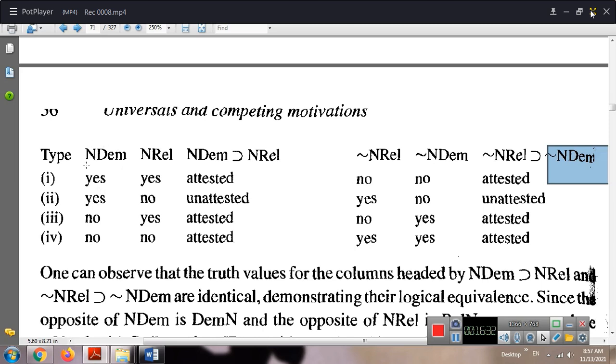If a language is non-demonstrative and it is not non-relative, it is unattested. But if a language is not non-relative and not non-demonstrative, it is unattested. If a language is not non-demonstrative but it is non-relative, it is attested. But if both of them are not existing in a language, it is attested too. And here, if a language is not non-relative and not non-demonstrative, that is attested. And if it is not non-relative and not non-demonstrative, it is attested again.